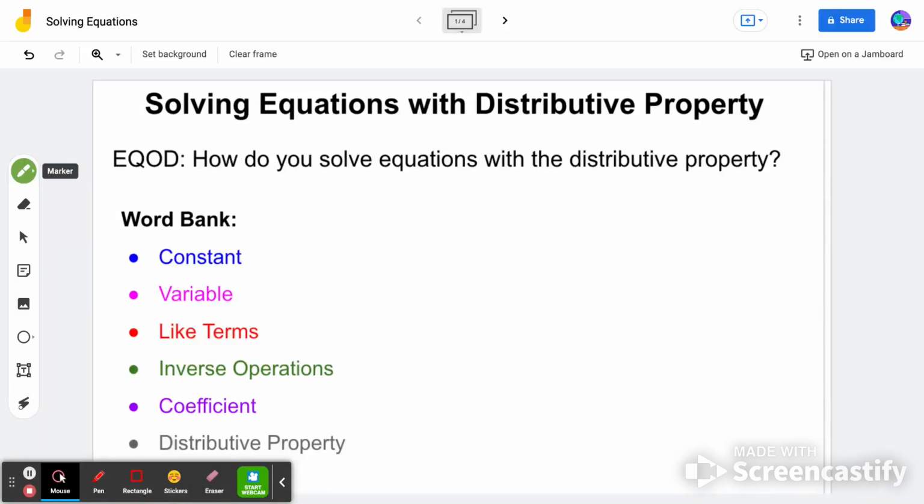Hi everyone, in this video I'm going to show you how to solve equations with the distributive property. So go ahead and open up your notebooks, pause this video to write down the title and the equation. This is the word bank we'll be using today. This is the same word bank that we used in our previous video, except the new one is distributive property.